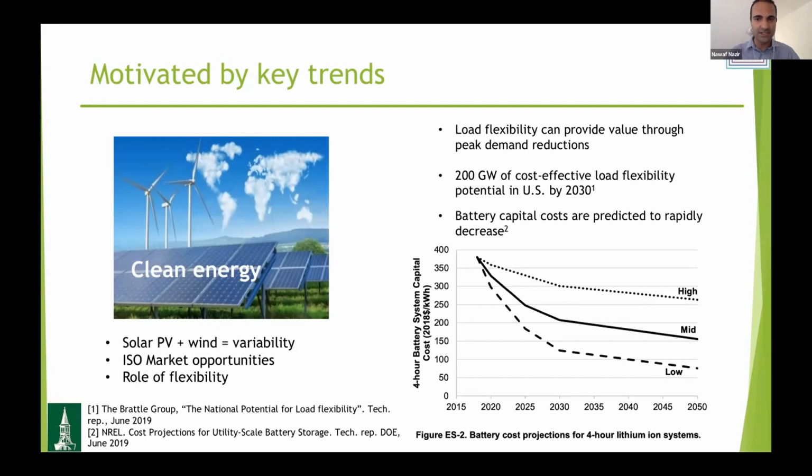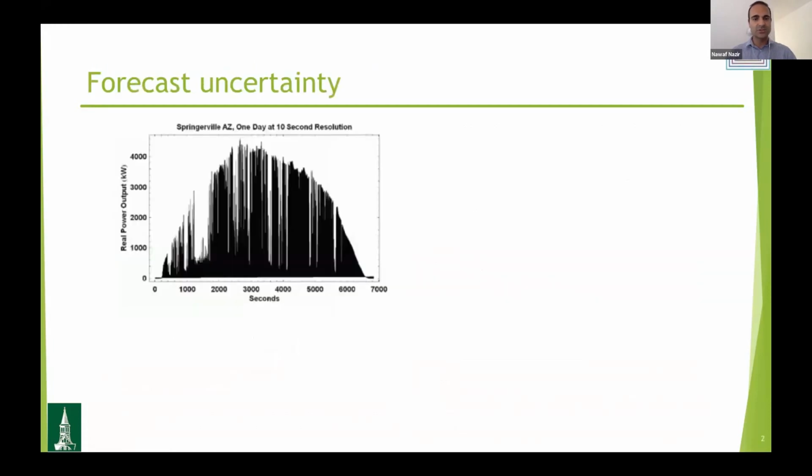There is a lot of potential for load flexibility in the US, estimated to be around 200 gigawatts by 2030. Furthermore, battery capital costs are predicted to rapidly decrease in the coming years. All of these points highlight the importance of using energy storage when we have a lot of renewable energy penetration. So the challenge is the uncertainty in the forecast.